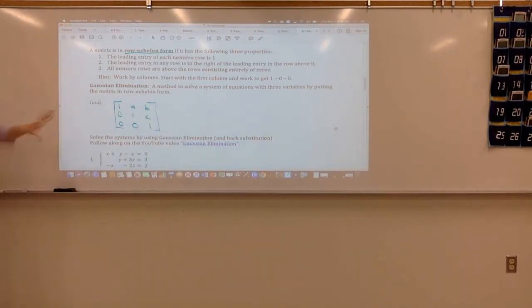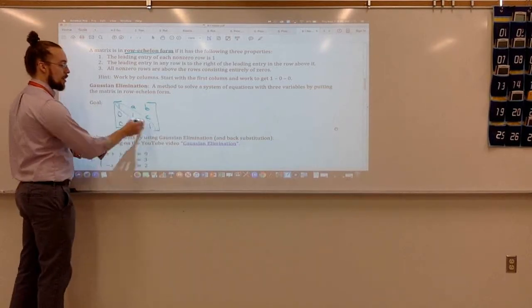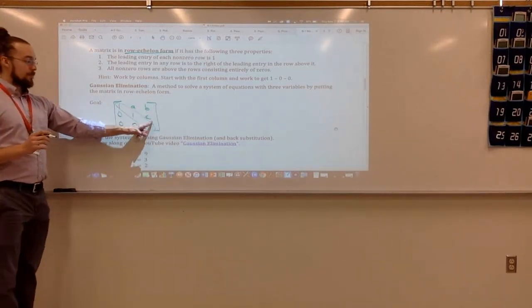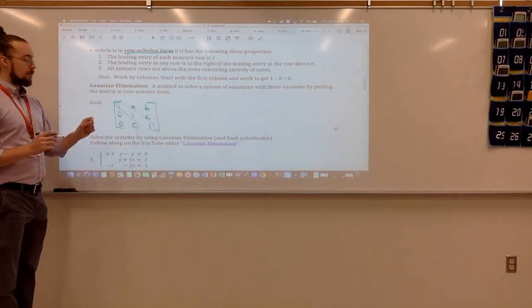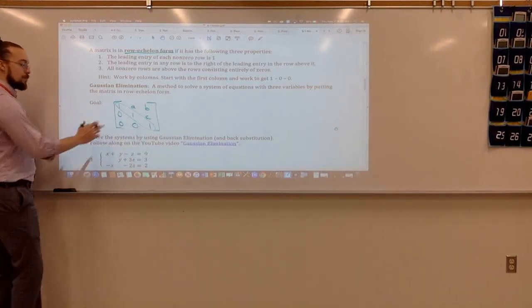Okay, so this is the goal, to make our matrix look like this. I want my main diagonal to have all 1s. It doesn't matter what these numbers end up being. These can be whatever. That's why I wrote them as A, B, and C. But then we want zeros down here.